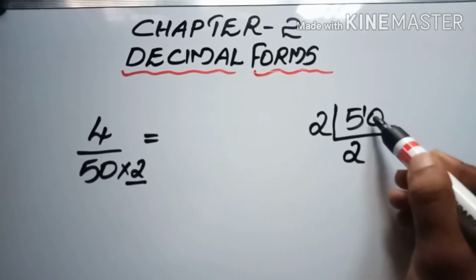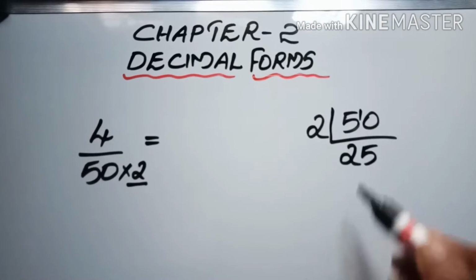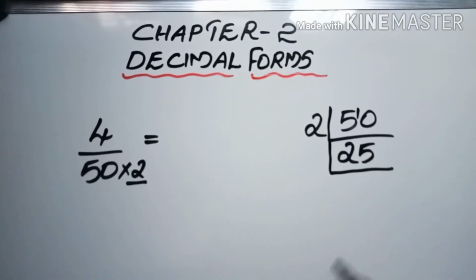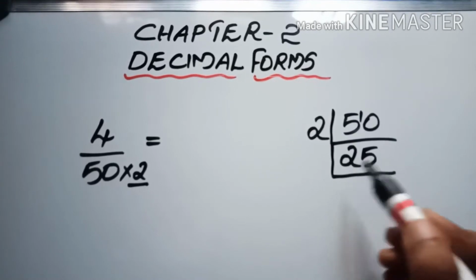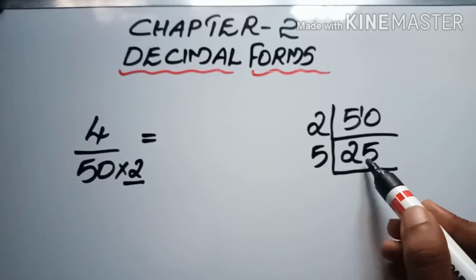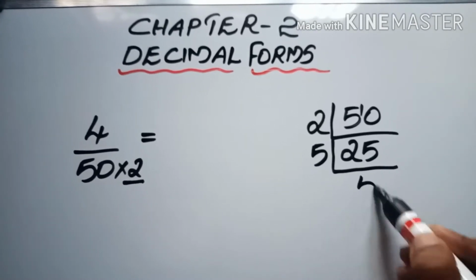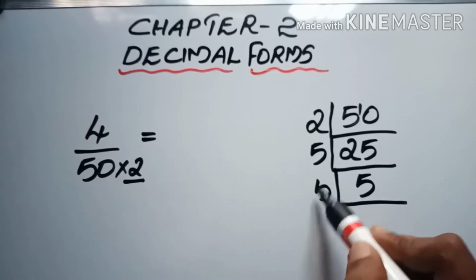So it will be 10. Now in 10, how many 2's? 5 2's are there. Okay, now again factorize. In 25, 2 is not possible, 3 also not possible. So the next prime number is 5. So take 5. In 25, how many 5's? 5 5's are there. Okay, so in 5, again we can take 5.